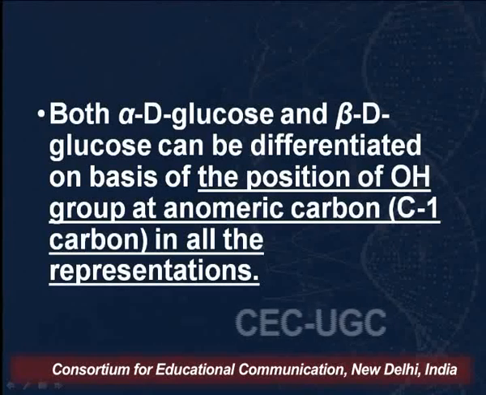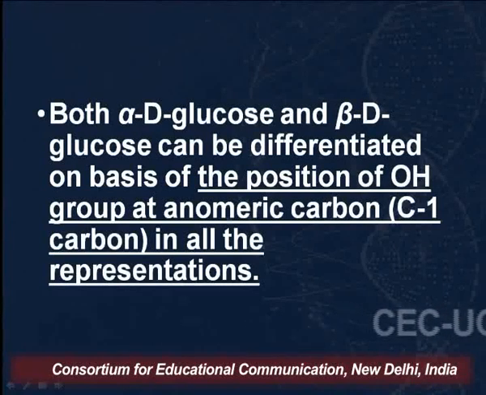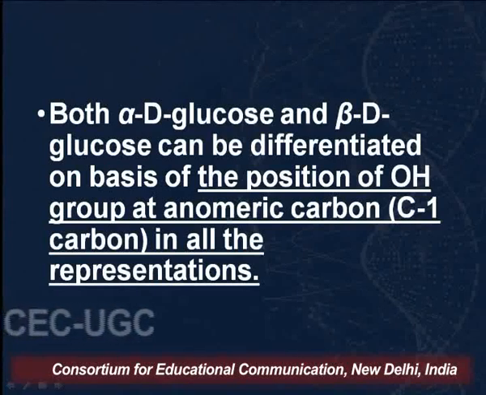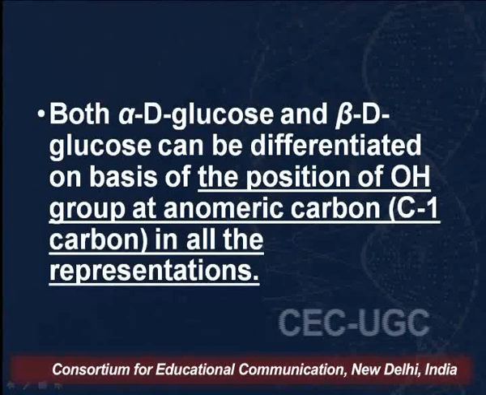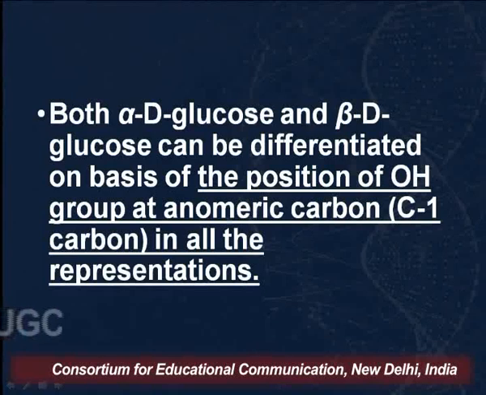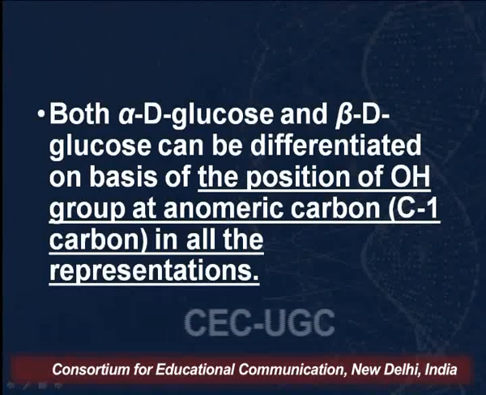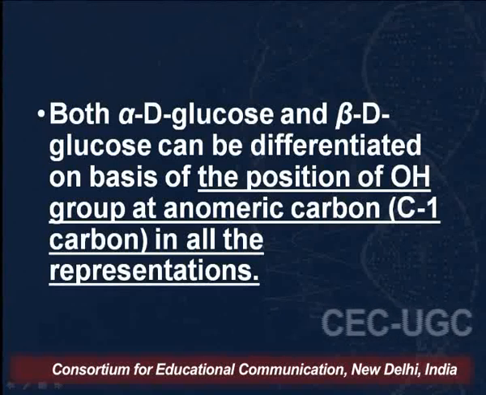So now we know that both the glucoses, that is alpha D glucose and beta D glucose, which are formed as a result of hemiacetal formation, can be differentiated on the basis of the position of the OH group at the anomeric carbon, that is the C1 carbon, in all the representations.